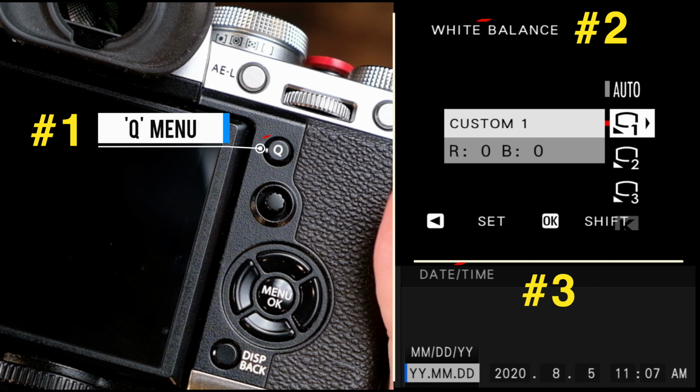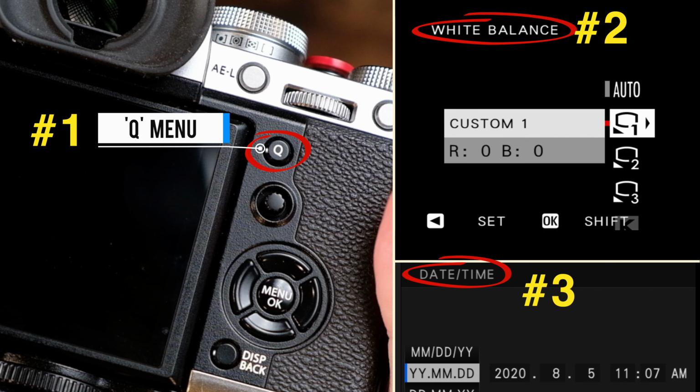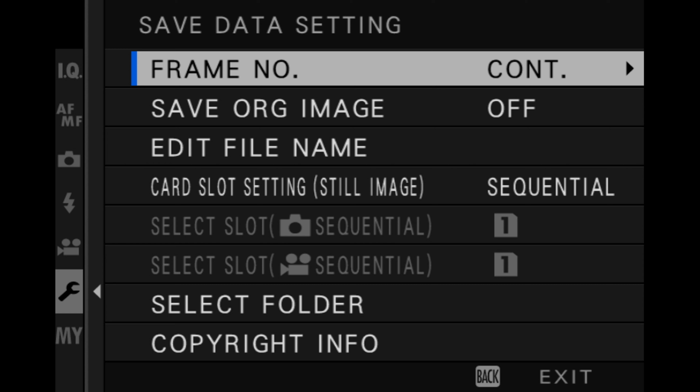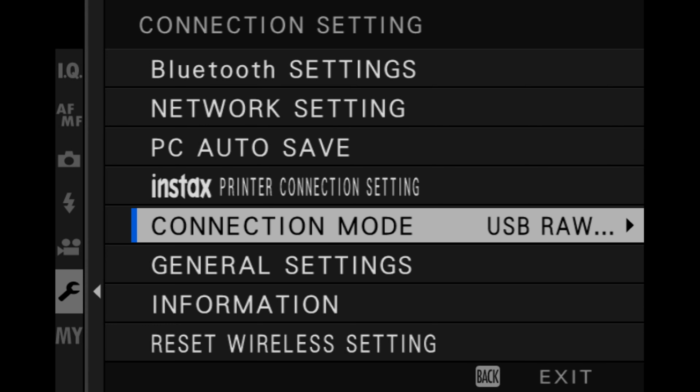According to Fujifilm, all of the settings on your Fujifilm camera except for these three can be restored. Once you're done restoring, don't forget to go back into your camera menu, into Save Data Setup, and change your connection mode back to USB card reader.